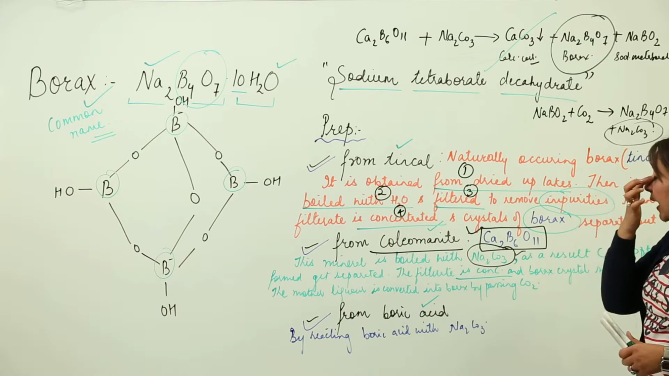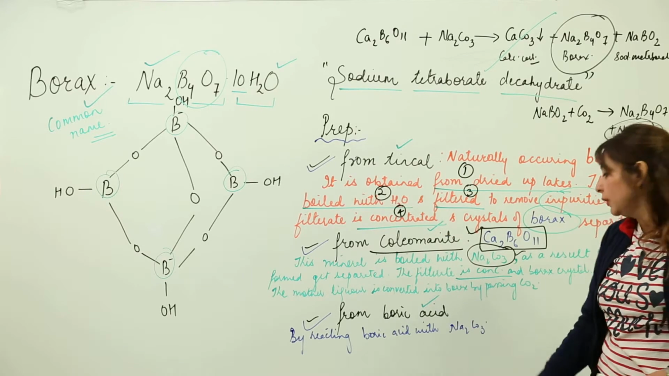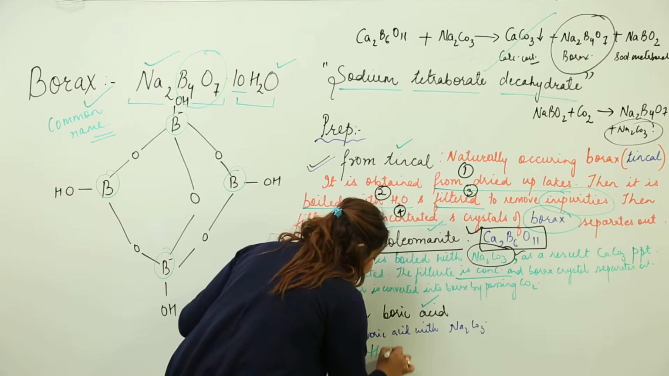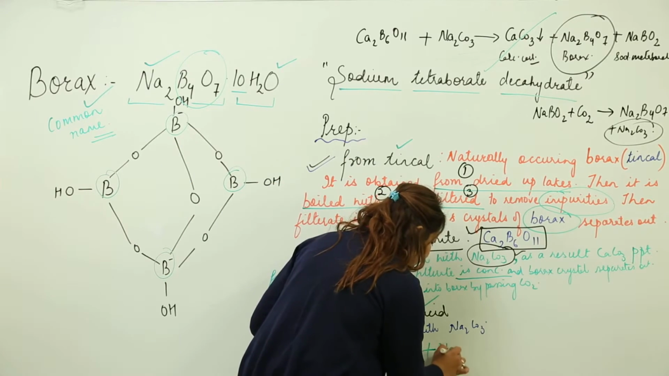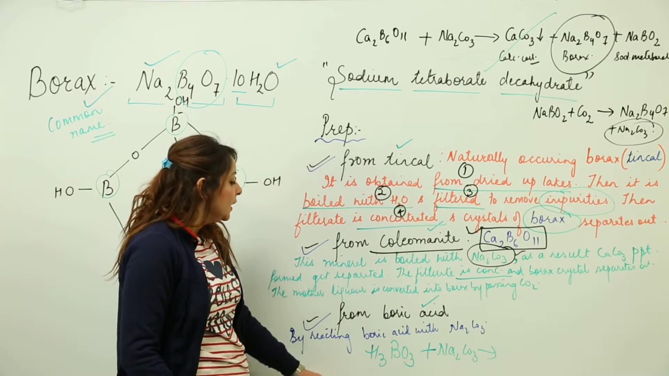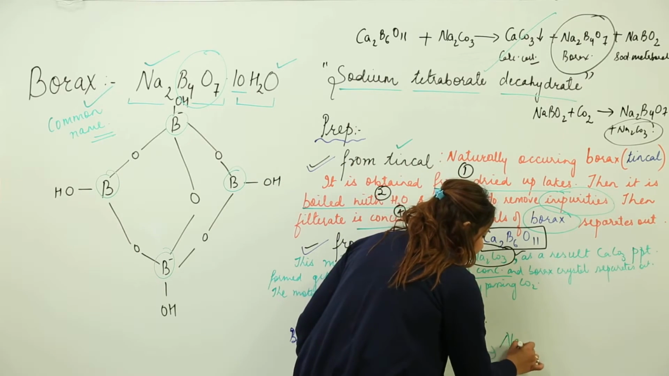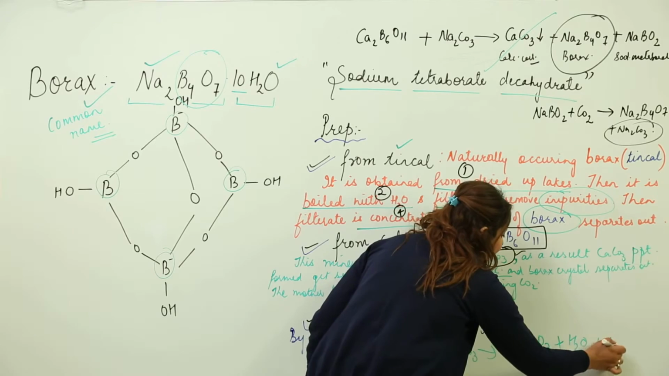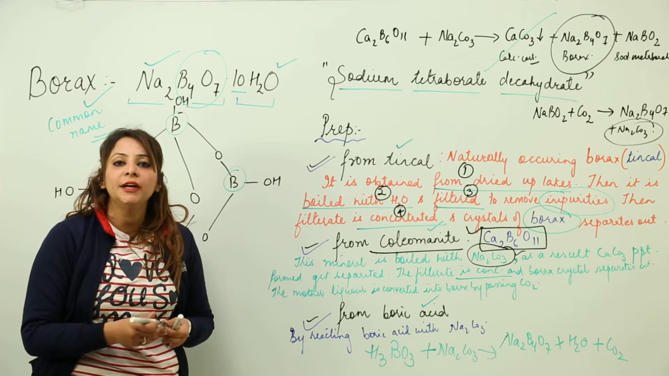Third method, we can prepare borax from boric acid. How? You take boric acid. We know that boric acid is H3BO3. We add sodium carbonate to it, mix them, and heat them a little. Then they both react, and as a result it forms crystals of borax, along with water and carbon dioxide. This is what happens when you react sodium carbonate with boric acid.